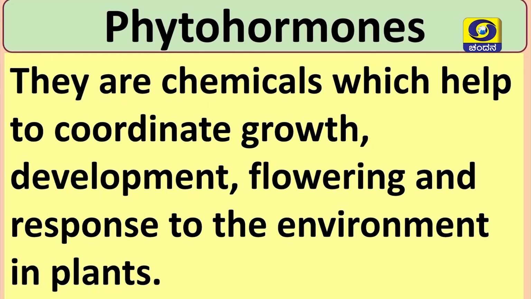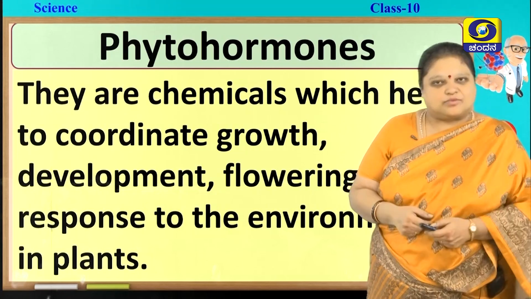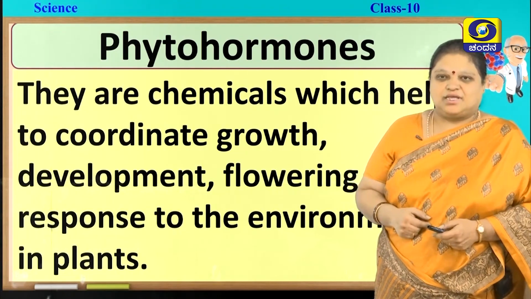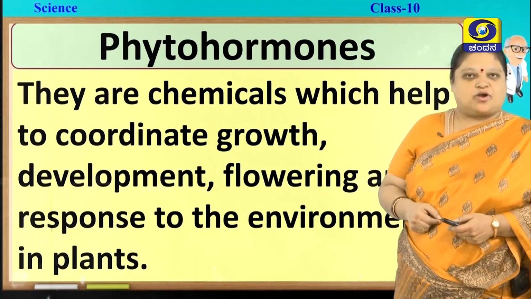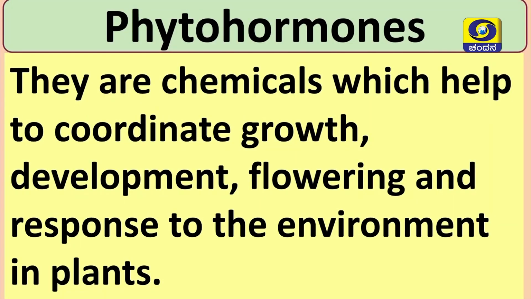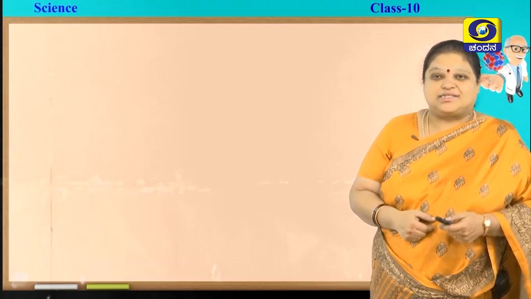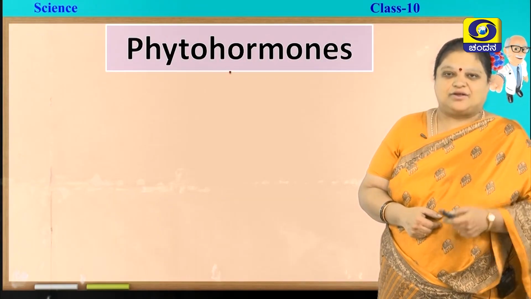Do you know who helps all this? They are nothing but phytohormones. Phytohormones are nothing but plant hormones. They are the chemicals which help to coordinate growth, development, flowering and responding to the environment in plants. So, plant hormones are responsible for this. Now, let us see the different types of plant hormones.